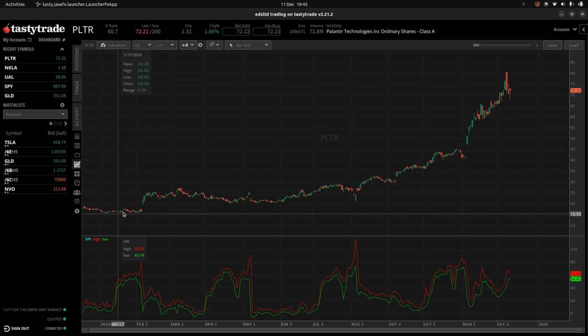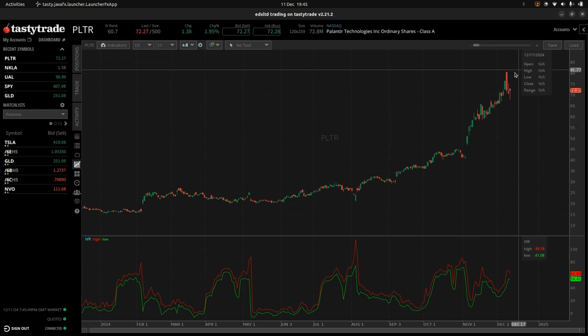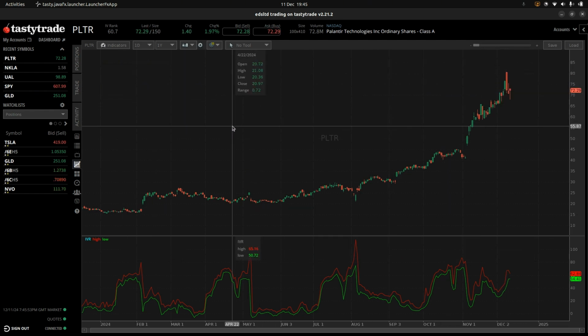If we just have a look at the chart here, back in January, it was trading at about $15 a share, and now we're coming up towards the end of the year now, and it's trading comfortably at around $70 a share, over $70 a share.